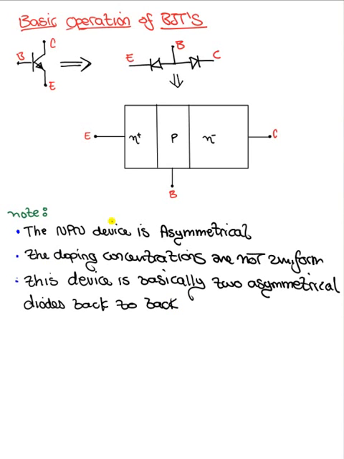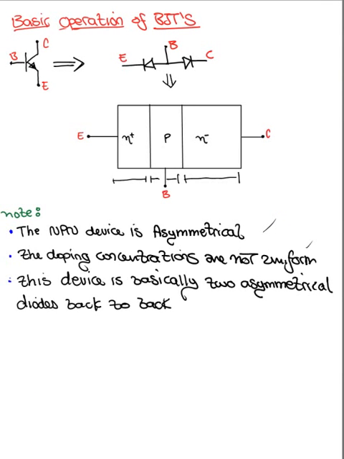So the NPN device is asymmetrical. This can totally be seen by looking at the device geometries for the different semiconductor types. The doping concentrations are not uniform. Here we've got a lot of electrons. Here we just have a large concentration of holes, and here we have a low concentration of electrons. So that's true. And then the device is basically two asymmetrical diodes back to back. Of course, because you've got PN junctions, right? One from here to here and the other one from here to here.